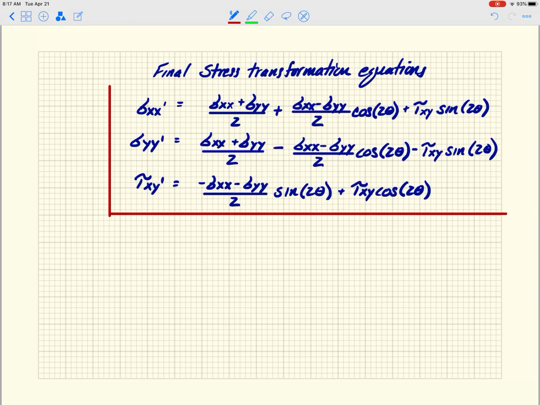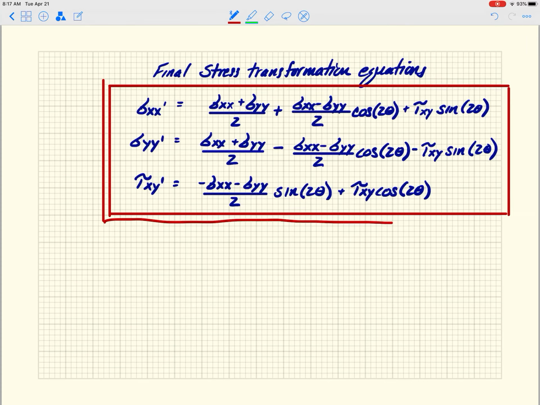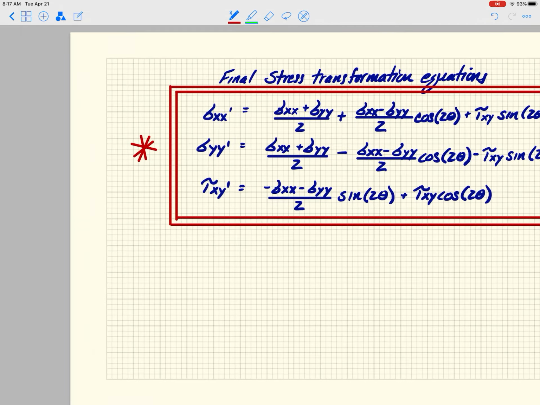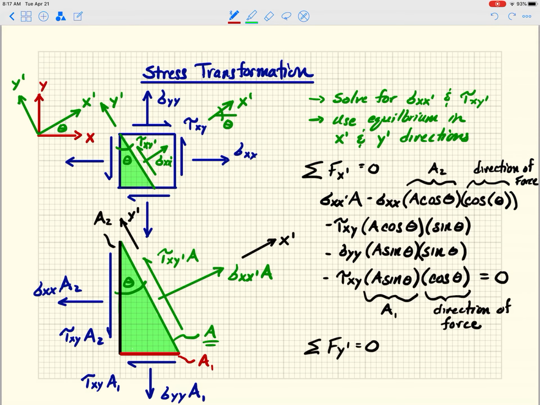You're thinking, how is he going to expect us to solve problems with these stupid equations? And there are a couple things that are important here. One, that you understand where these equations come from, right? So these equations come from force equilibrium using the stresses on this infinitesimal sort of element, right?